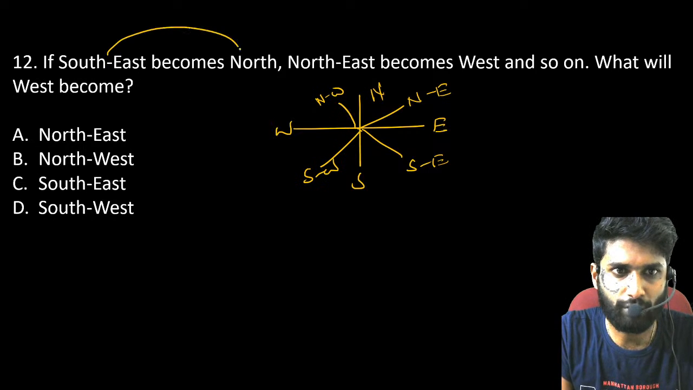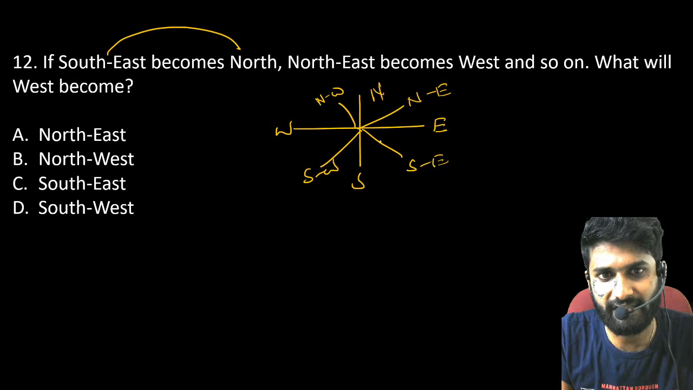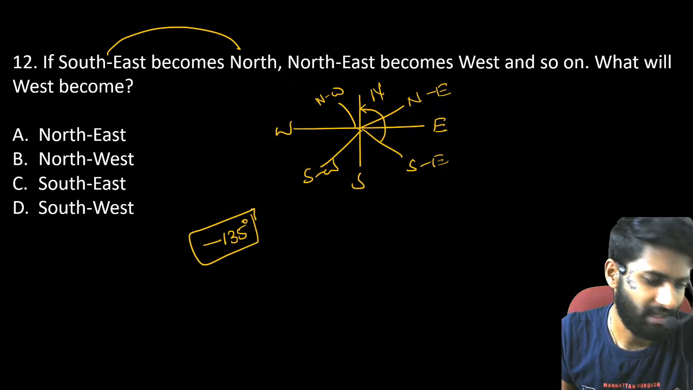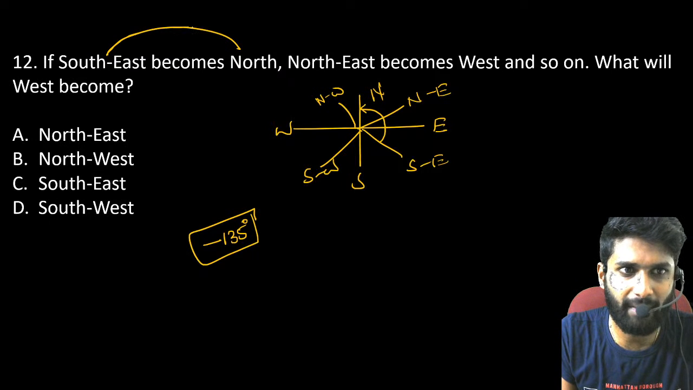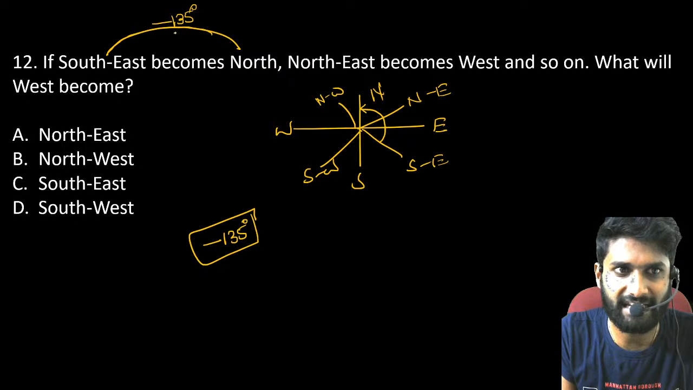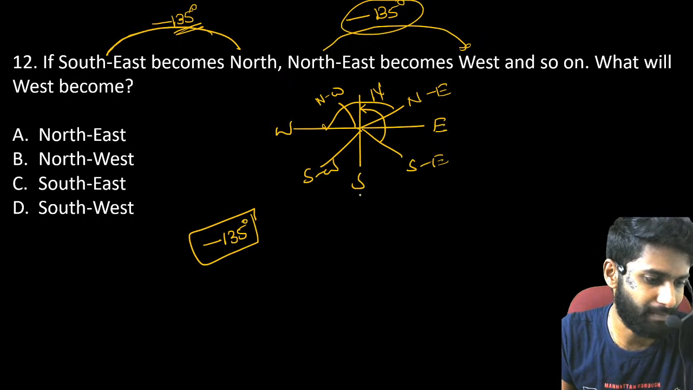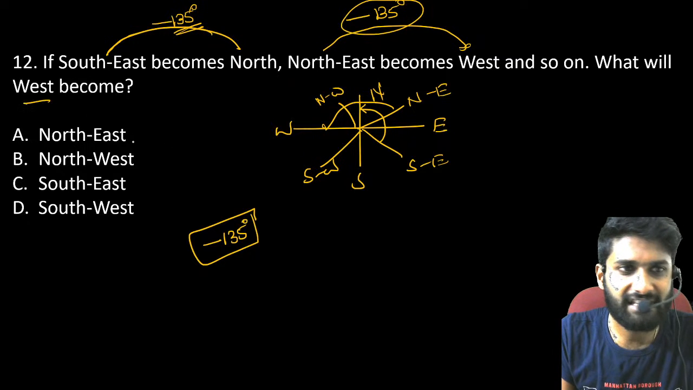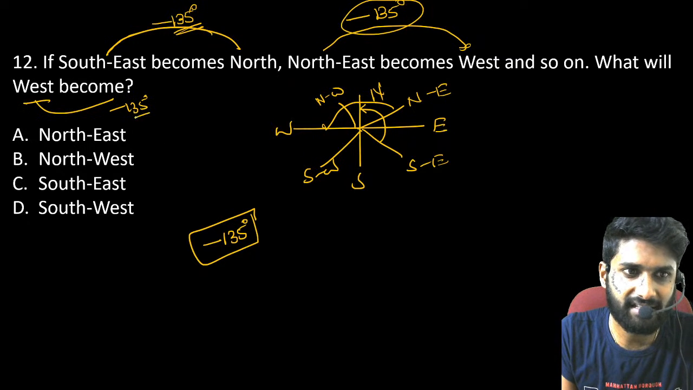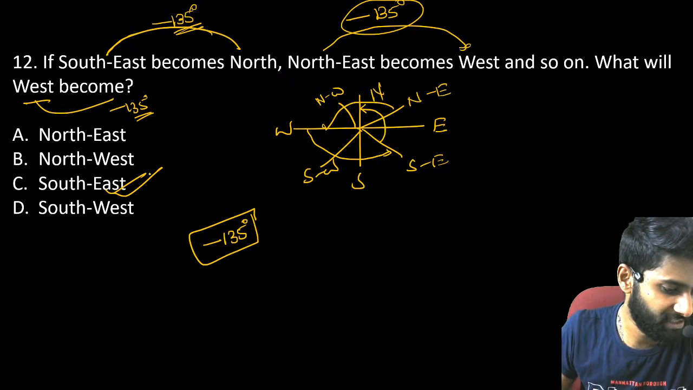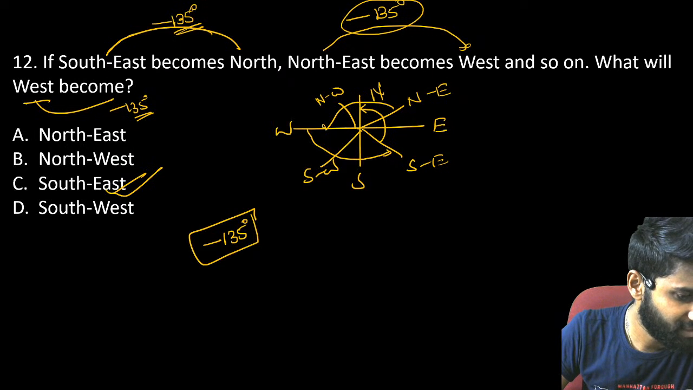Now see here, southeast becomes north. Southeast becoming northeast means it shows a wrong angle of minus 135 degrees. You can take it as either positive or negative, it doesn't matter. See, it rotates. Southeast becomes northeast means it shows 135 degrees less. Now again, northeast becomes west. Definitely, it again shows minus 135 degrees backward. Now what will the west be? West becomes exactly minus 135 degrees, and minus 135 degrees is exactly equal to southeast. Now the answer becomes southeast. Yes, southeast is the correct answer.